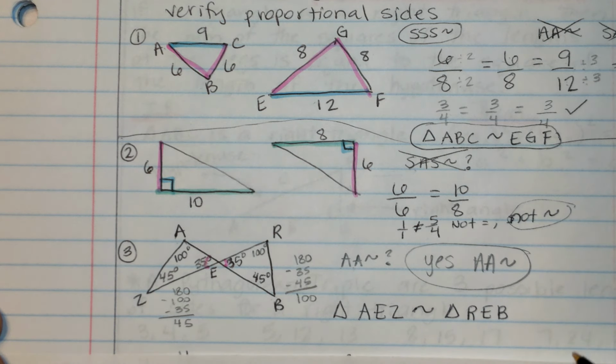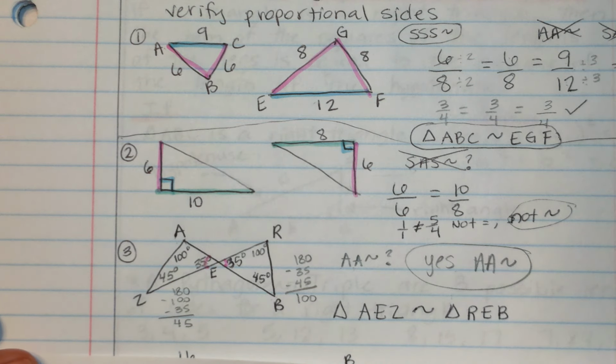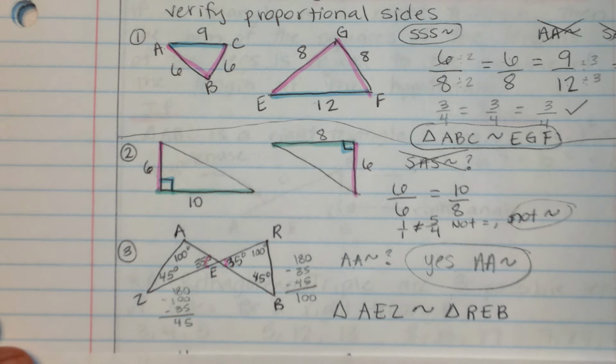And again, there's no information about any of the sides, so I can't check if sides are proportional, but it is angle, angle similarity. So I know that the triangles are similar, and if I knew a side, I could say that the other triangle has proportional sides. I would just need to know the scale factor to know what to multiply by.